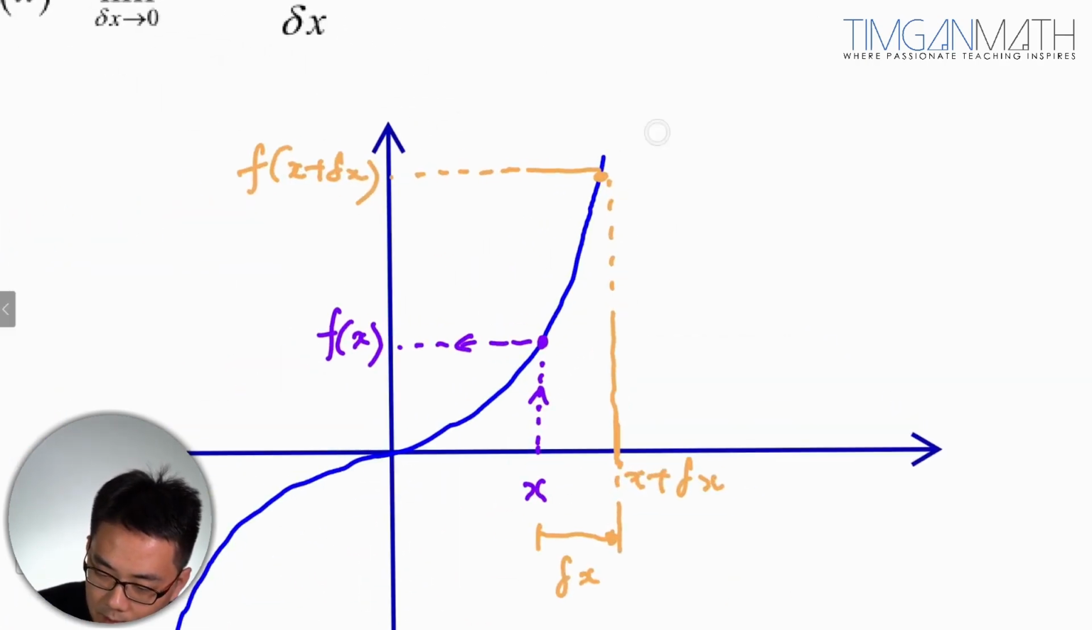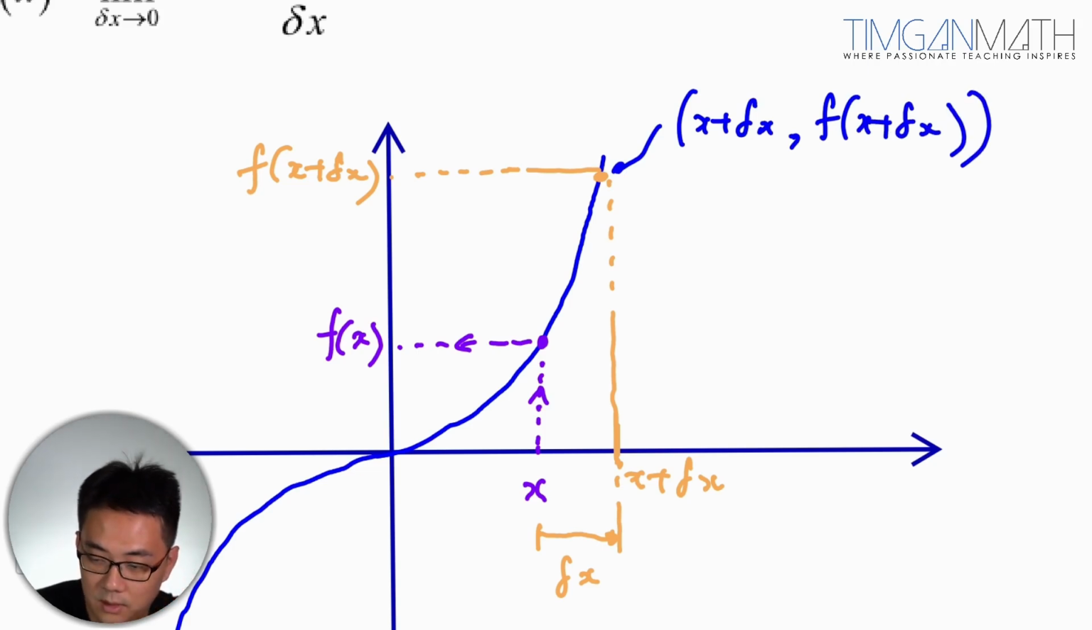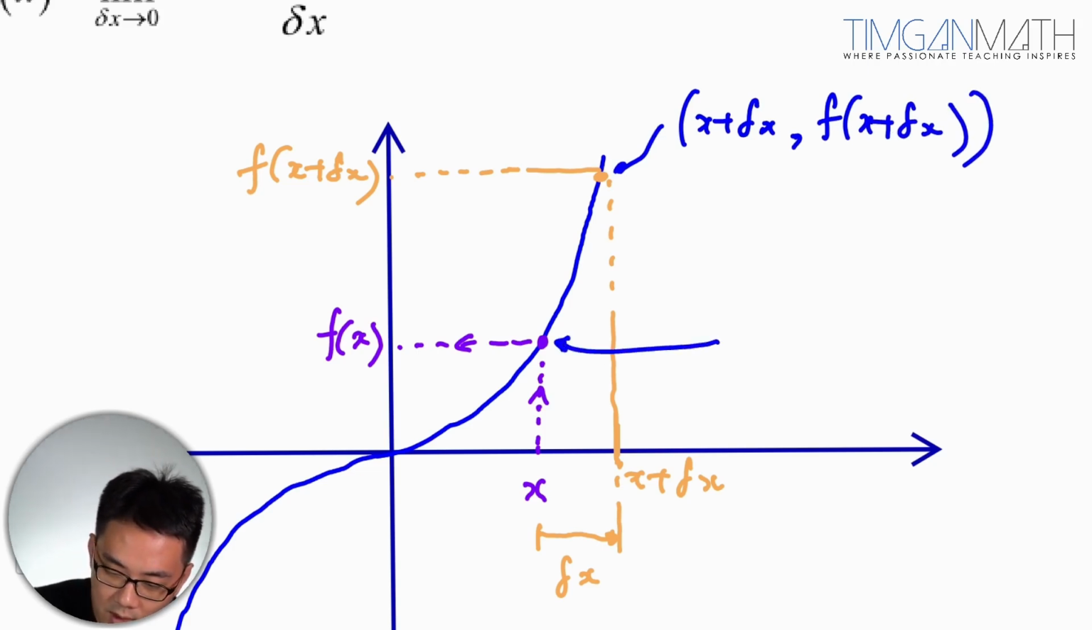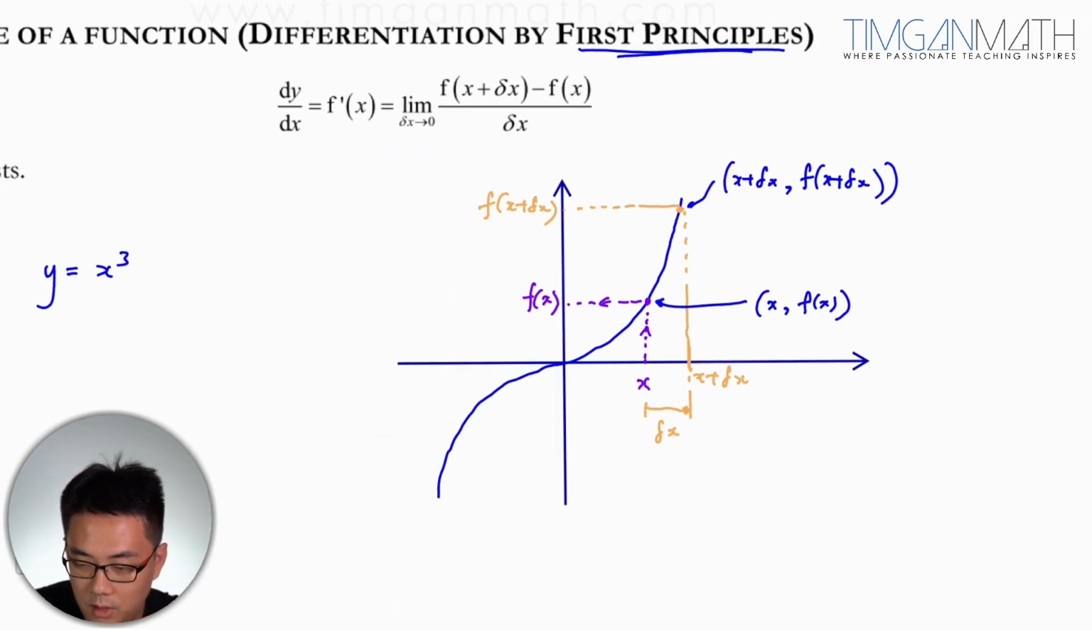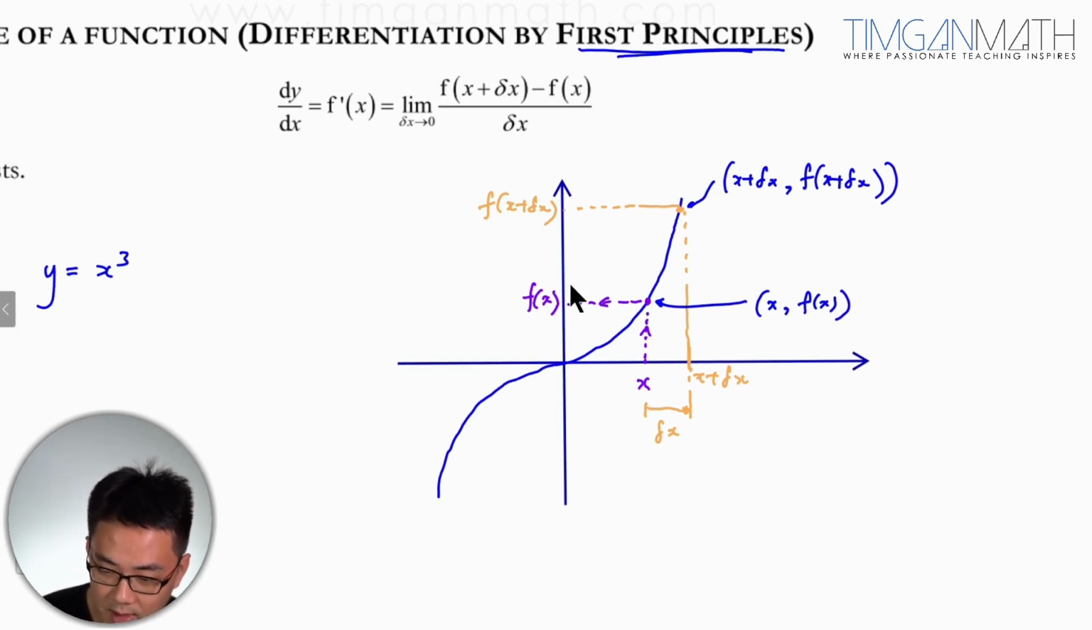This point here is x plus delta x, comma, f of x plus delta x, the coordinates. These coordinates here are x, comma, f of x. So the y coordinate, you just sub x inside. Then if this is x plus delta x, this will be f of x plus delta x. So these are 2 points here.